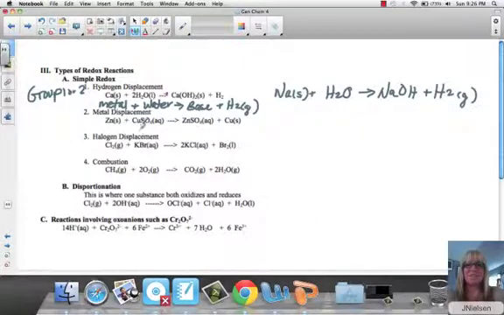Here we have metal displacement. This is like a single replacement reaction. Remember that the metal pushing in has got to be more reactive than the metal it is pushing out. And also with metal displacement, we also have halogen displacement. So both of these are single replacement reactions in which either a metal or a halogen, a nonmetal, are displaced.